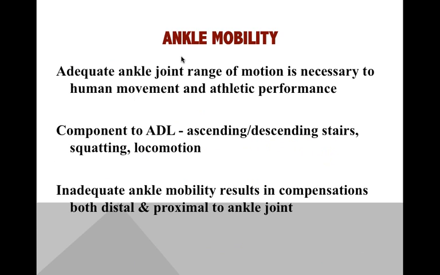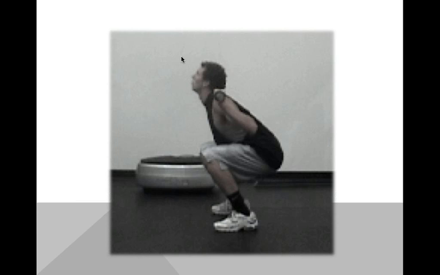So pretty much any activity of daily living requires ankle joint dorsiflexion. From going upstairs, going downstairs, squatting, jumping, walking requires ankle joint dorsiflexion. If we do not have that adequate ankle joint dorsiflexion, our body is going to compensate, both distally into the foot and proximally into the knee, the hip, and the lower back.